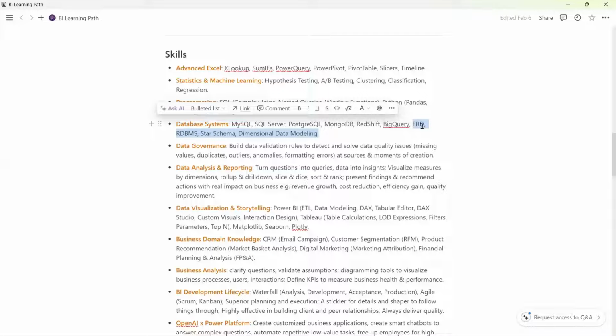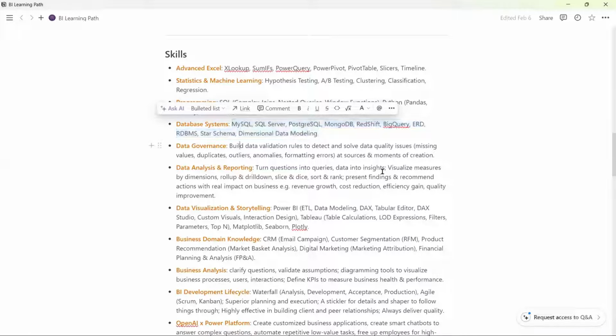And these are basically data structure. So you need to understand entity relationship diagram. These several things are talking about the same thing. ERD, relational database management system, star schema, so this is Microsoft, dimensional data modeling. They're essentially the same thing.